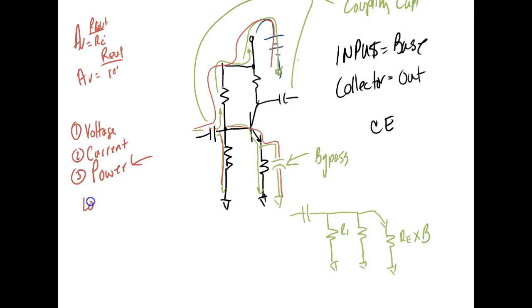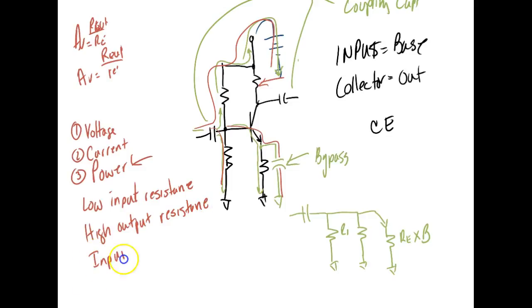This has a low input resistance, especially when it's bypassed. And it has a high output resistance, because we have to put that big old resistor right there, right? And of course, the input signal and the output signal are 180 degrees out of phase.